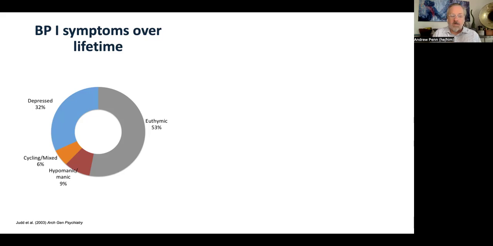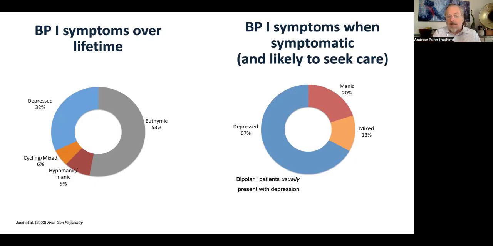If we look at this over the lifetime, we see that about half the time in a bipolar person's life, they feel fine. They feel euthymic. They spend about a third of their lifetime feeling depressed and somewhere about 15% experiencing mania. But let's make an assumption that people don't come to see us when they feel well. When they're in that gray side of the pie chart here, they're not going to come see us, because why would they? So let's assume they only show up in that colored section when they are symptomatic. What are they likely to show up with?